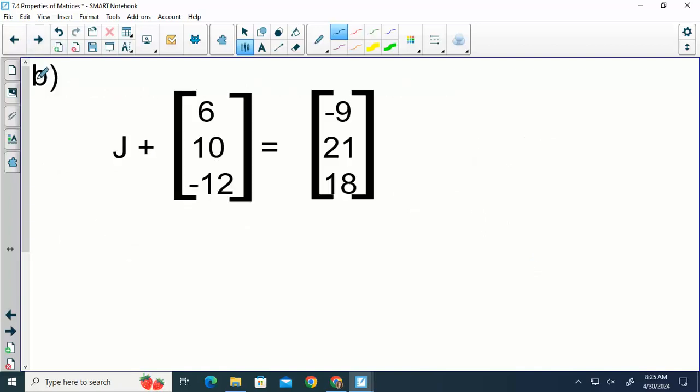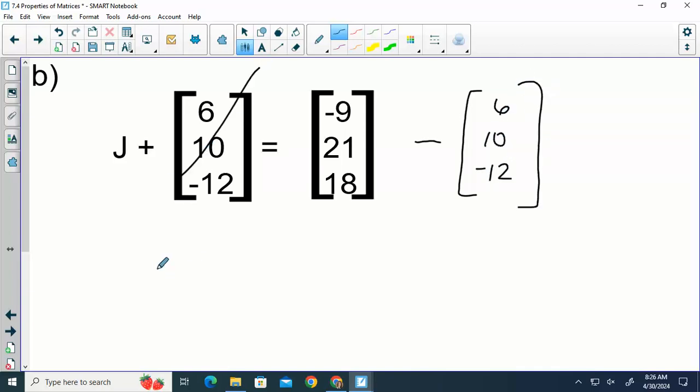What if I asked you to solve this one? J is representing a matrix, so to solve for it, I just have to subtract over the entire column matrix with it. Subtract that over. Negative 9 minus 6 is negative 15. 21 minus 10 is 11. 18 minus negative 12, so 18 plus 12 is 30.